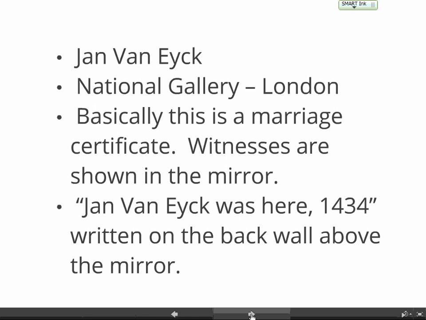The painting itself actually is a marriage certificate. Oh, that is awesome. Witnesses are in the background in the mirror. Oh, we're gonna have to go back. We will get to see them.